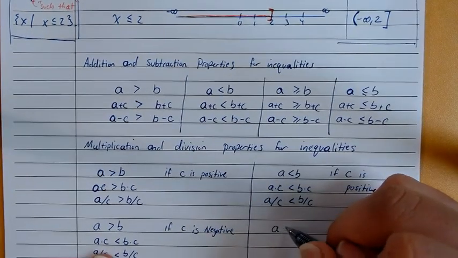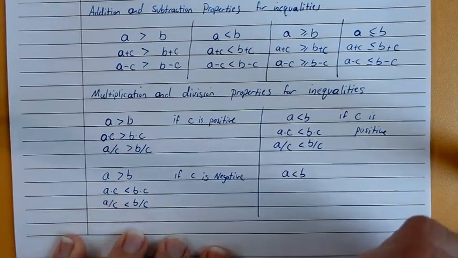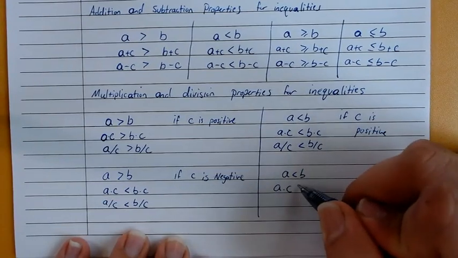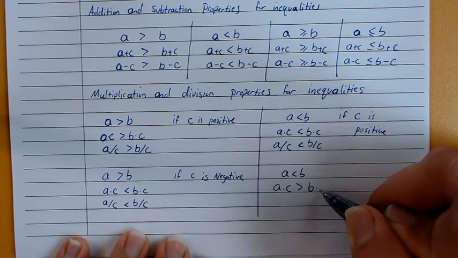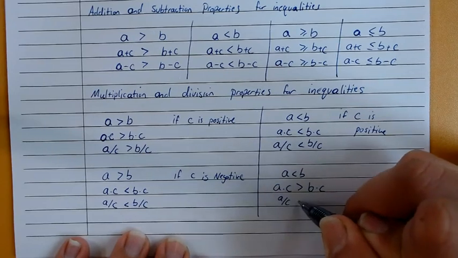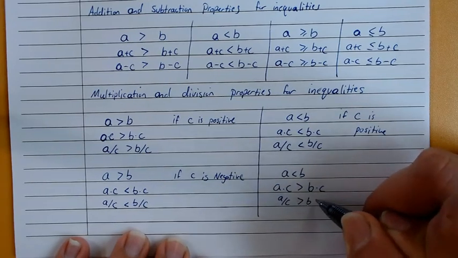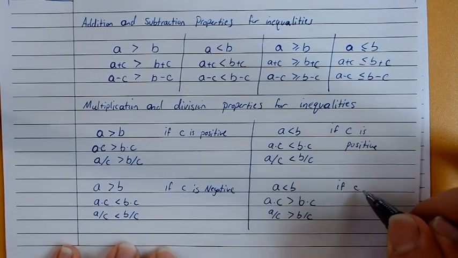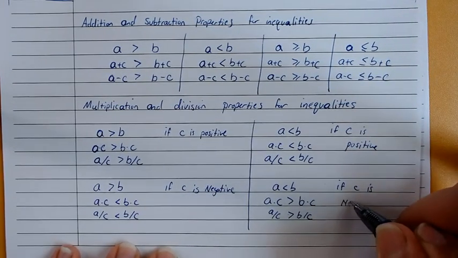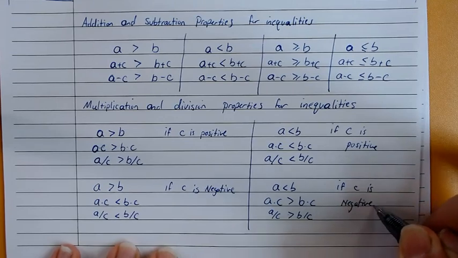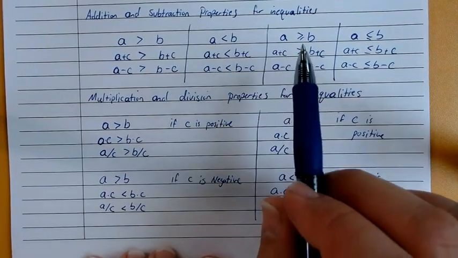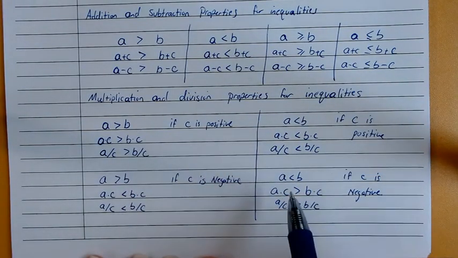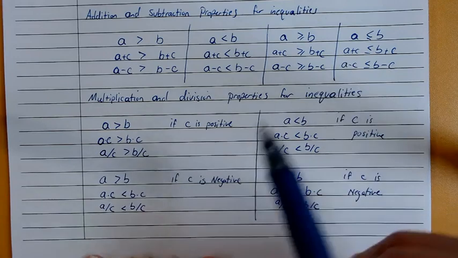However, if I start off with a less than inequality like this, and I multiply on both sides by a negative number, then this less than becomes greater than. It reverses the inequality. And that would also be true of the inclusive inequalities. Here I wrote it just for the exclusive inequalities, but this will also be true for the inclusive inequalities.